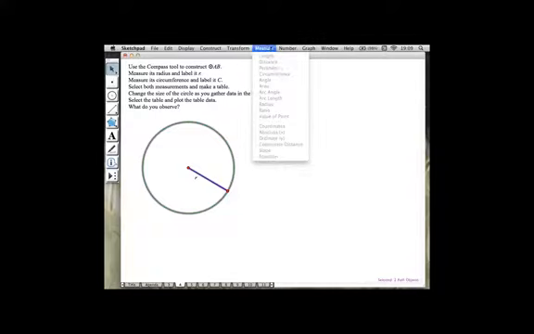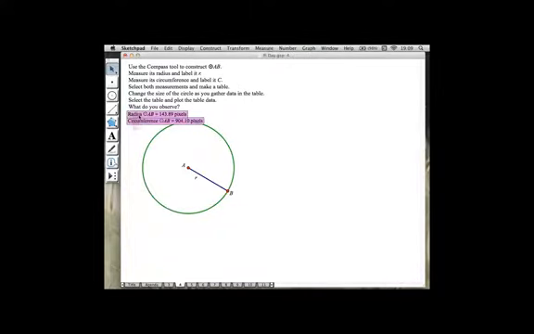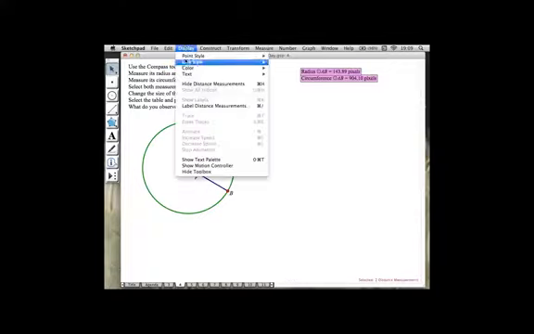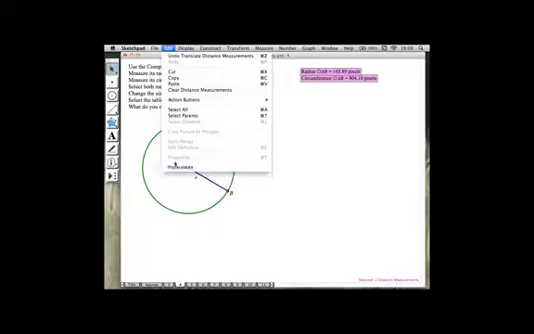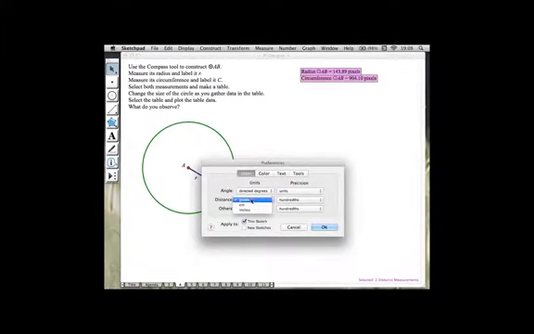So a second activity, also suitable for a very simple Sketchpad construction from a blank sketch, is again a circle AB, a radius R, and we're going to make the same measurements and make a table. So measure the radius, measure the circumference.